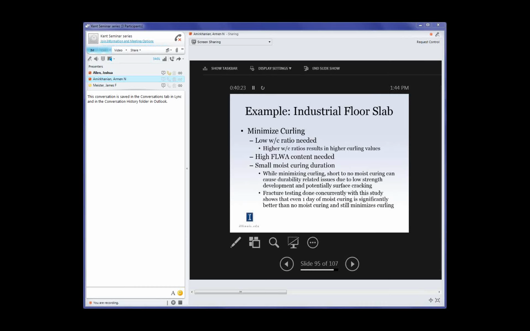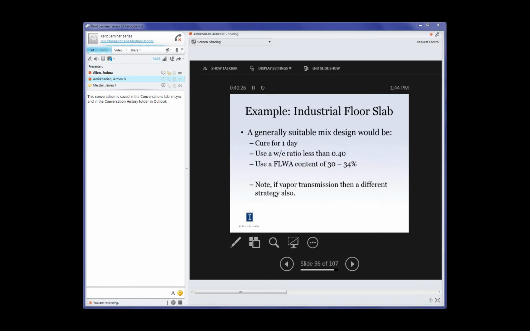So because of that, for industrial floor slab, the model would sort of predict or recommend that you cure it for about a day, use a low water cement ratio and a high lightweight content. Now, some of these floor slabs are sometimes covered with carpet. And if that's the case, the vapor transmission needs to be very low because if vapor gets underneath the carpet, it delaminates the adhesive and it starts falling apart. If that's the case, you'd have to look at the pore structure of the concrete and design it differently.